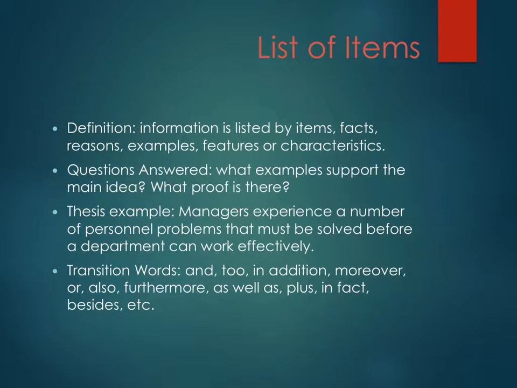List of items is a pretty straightforward organizational strategy. Information is simply listed by item, fact, reason, example, feature, or characteristics. It primarily answers the questions, what examples support the main idea? What proof is there? So if you see a piece that's just listing a lot of proof or a lot of examples, do check closely for a list of items. But you'll want to be careful with this one and make sure that it's also not order of importance, ending with the most important, because those two are often confused.